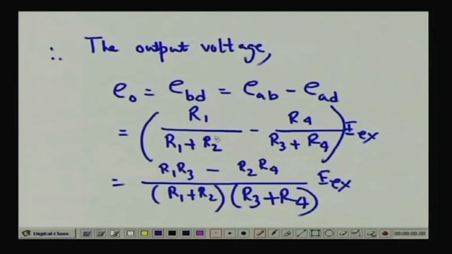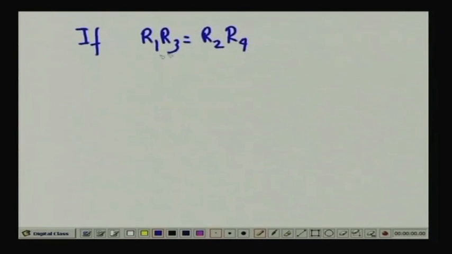So, in these two terms you see that R1 R4 and R4 R1 are cancelled out. If initially the bridge is balanced, if I say that R1 R3 equals R2 R4, as I told you earlier, not necessarily all the resistances will be equal. If this condition is fulfilled, then also the bridge is balanced. So, the output E naught will be 0, right.